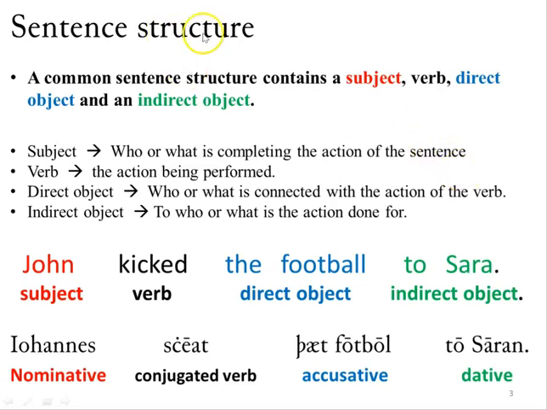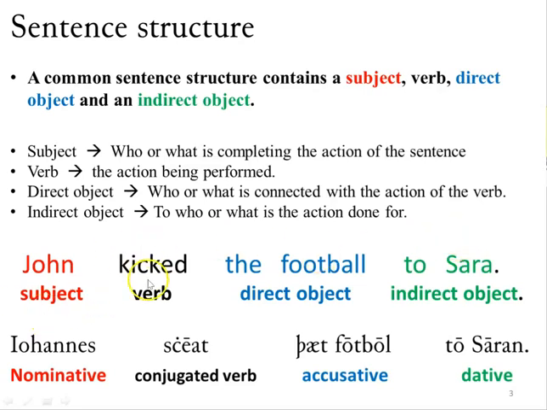All right, so sentence structure. A common sentence structure contains a subject, verb, direct object, and an indirect object. I'll explain all of what they are very shortly. They're color-coded for you: the subject in red, verb in black bold, direct object in blue, and the indirect object in green. The subject is who or what is completing the action of the sentence. The verb is the action itself being performed. The direct object is who or what is connected with the action of the verb. And the indirect object is to who or what the action is done for, the experiencer.